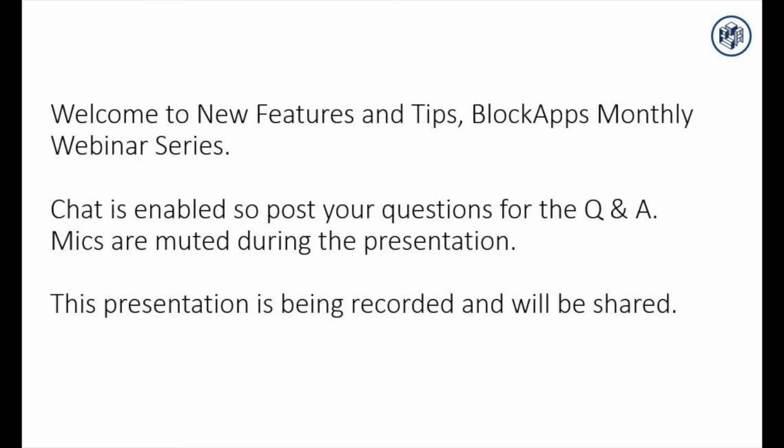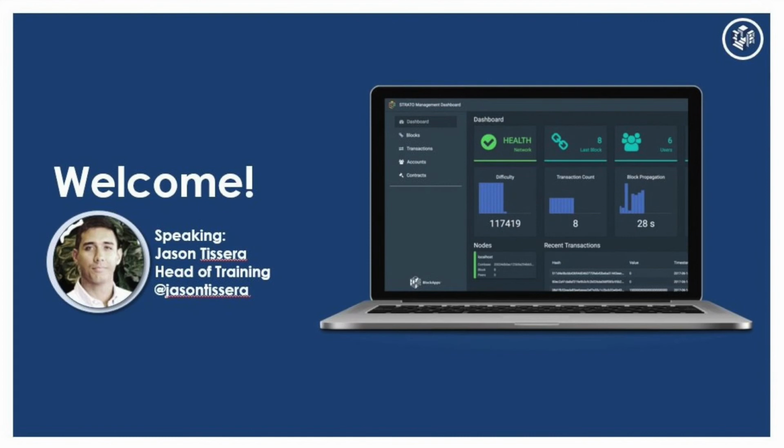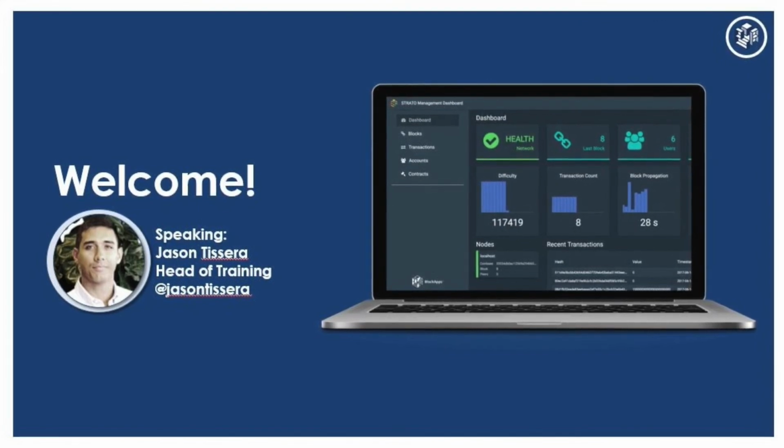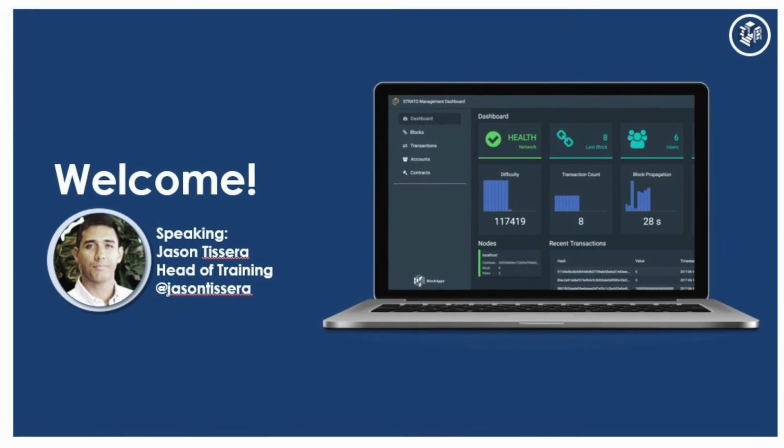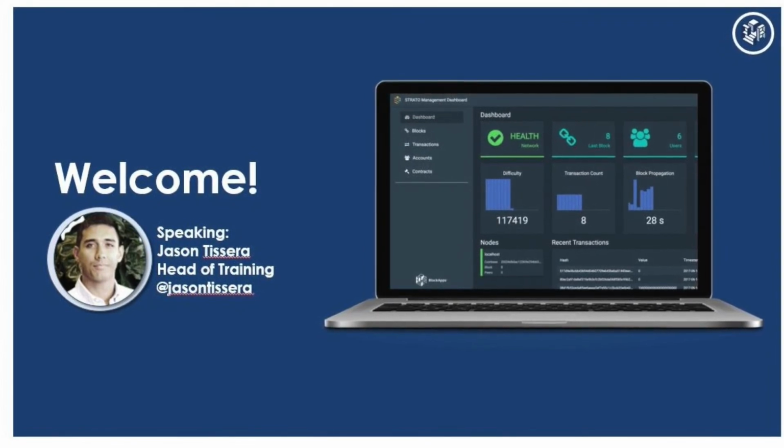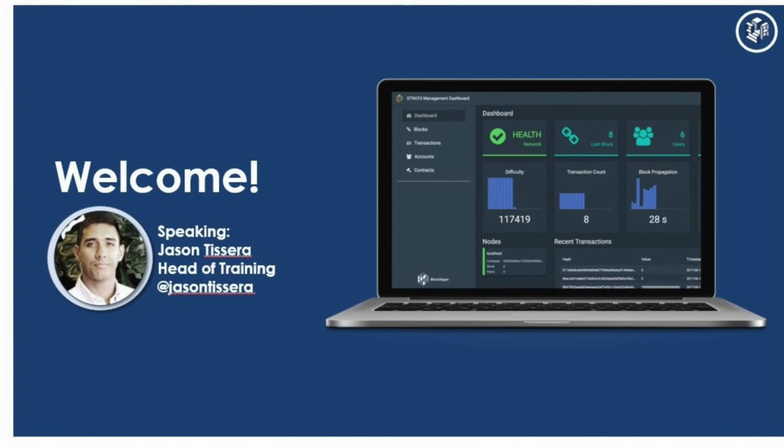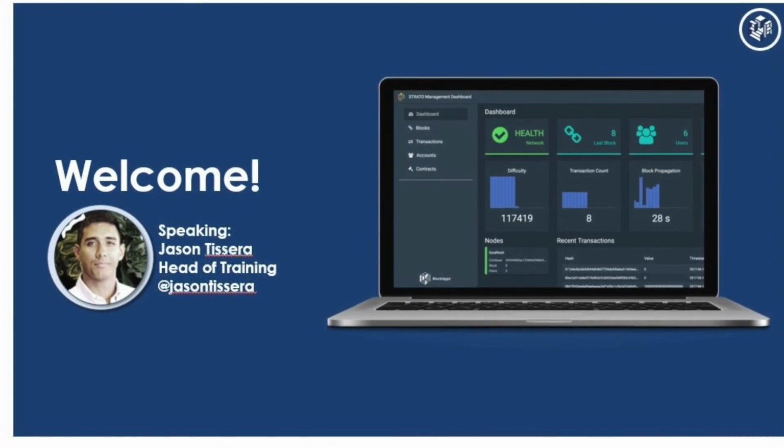A little background on BlockApps. At BlockApps, it's our mission to accelerate blockchain adoption. And to do that, we've built a platform called STRATO. It's a blockchain app development platform that makes it easy to build and deploy decentralized apps. So today we're going to go through STRATO and show you the new features that we've built for it.